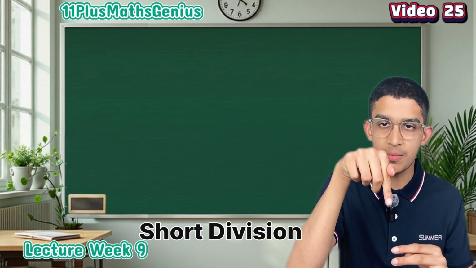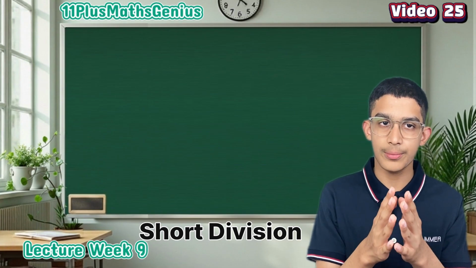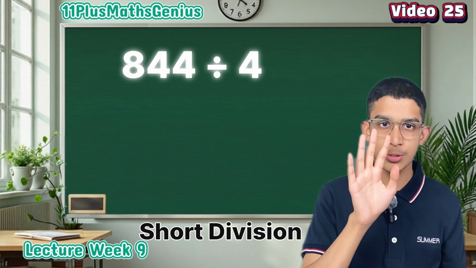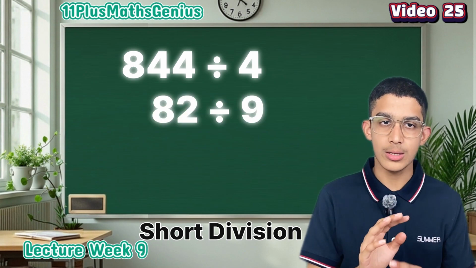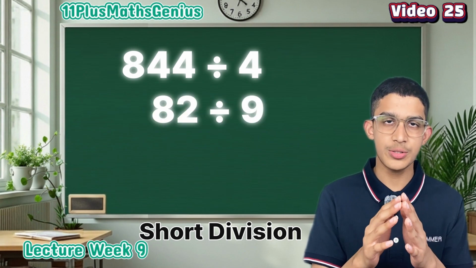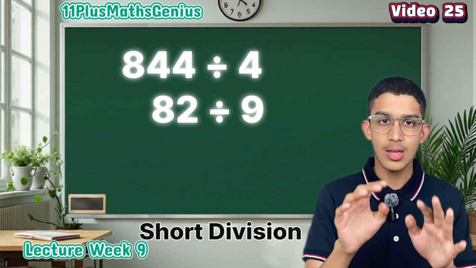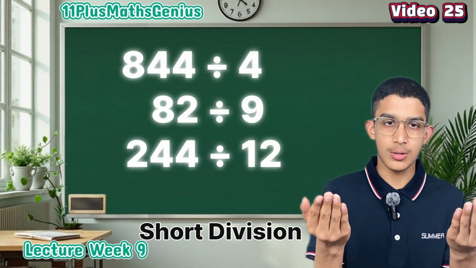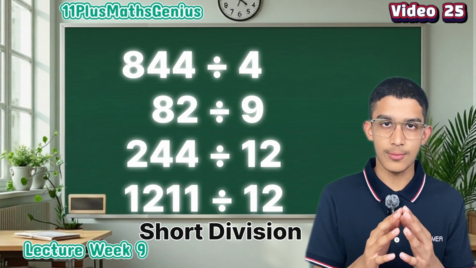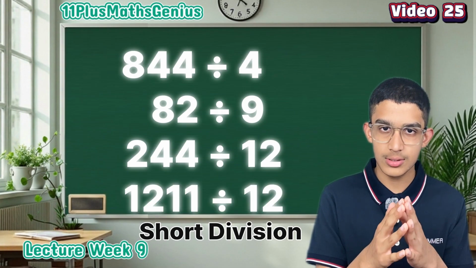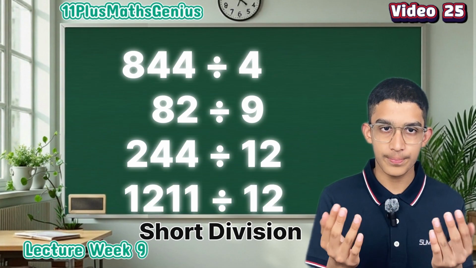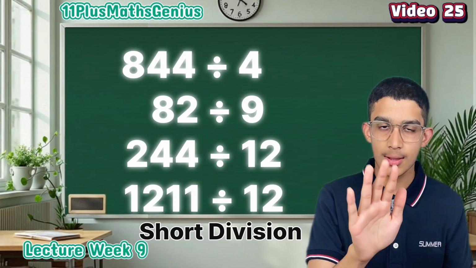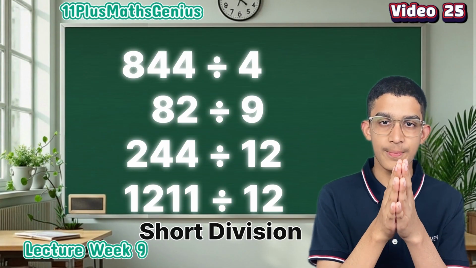Can you work out the following questions? Please comment down below if you need any help. A. 844 divided by 4. B. 82 divided by 9. C. 244 divided by 12. And D. 1211 divided by 12.